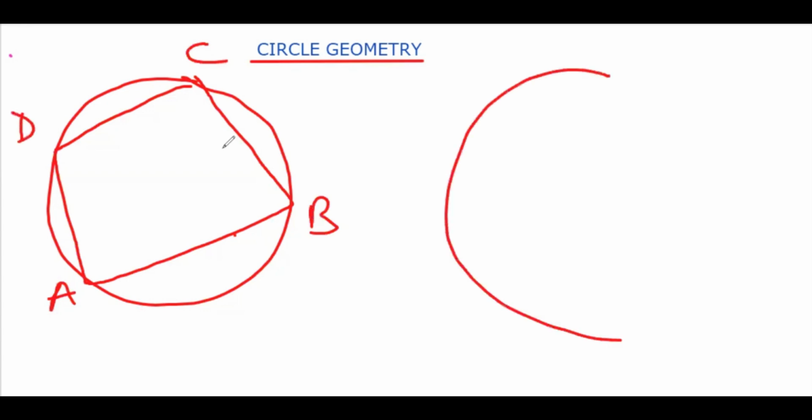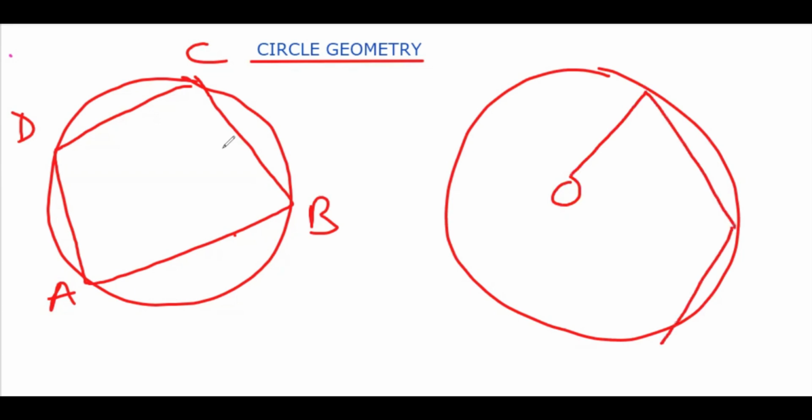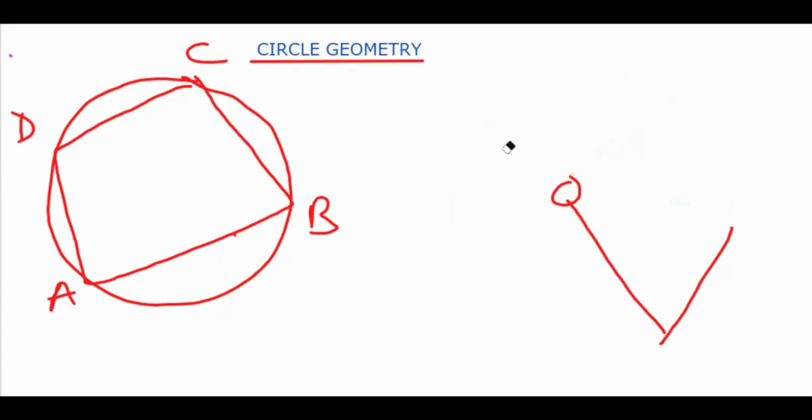But if you have something like this, this is a quadrilateral, but it's not cyclic because not all four vertices touch the circumference of the circle. Look at this place. The vertex here does not touch the circumference. So the theorem we are talking about does not apply here.